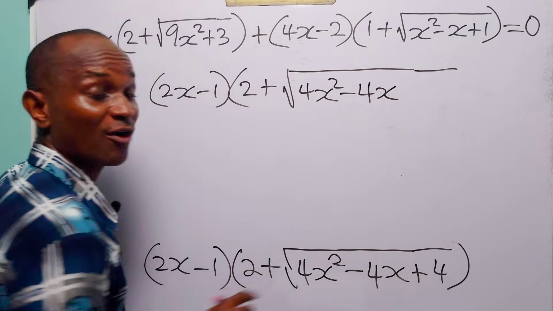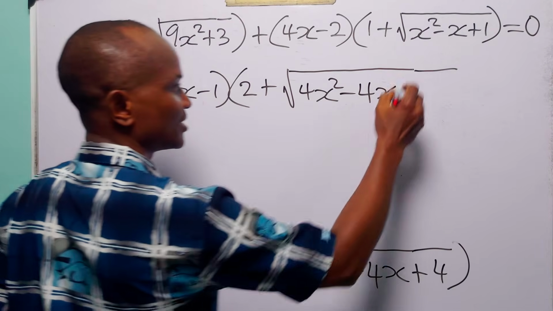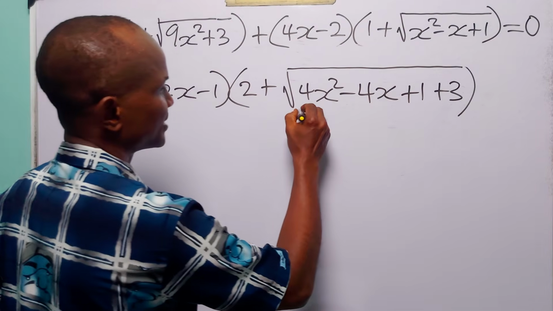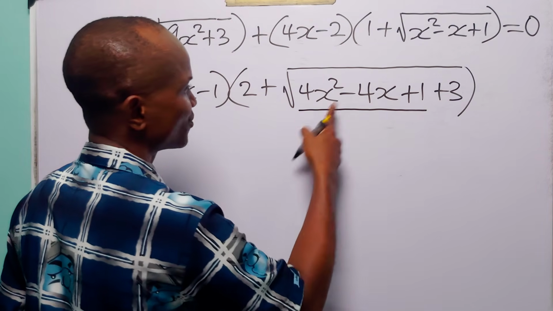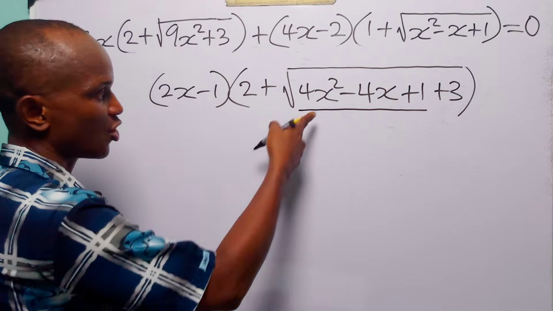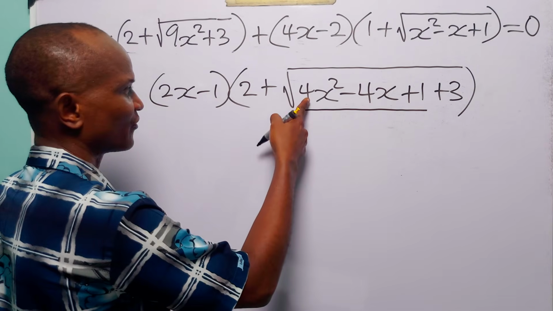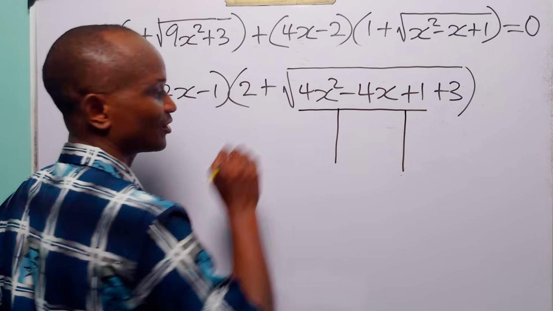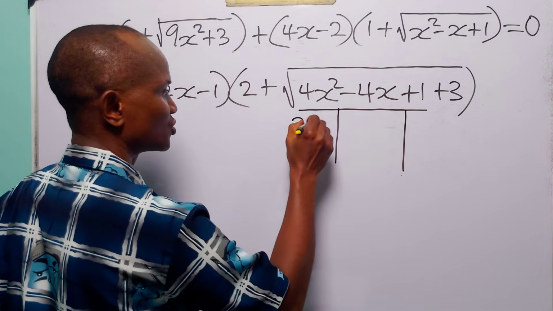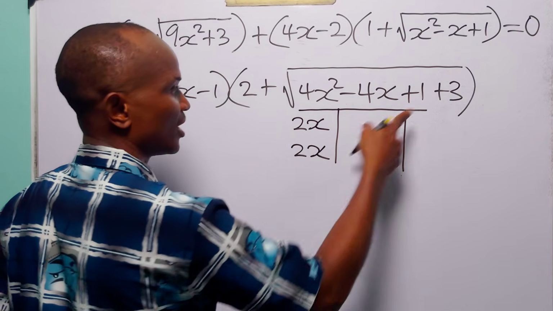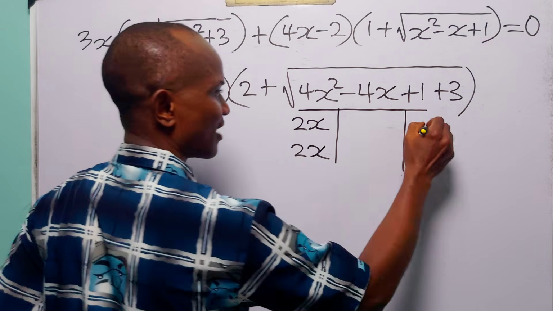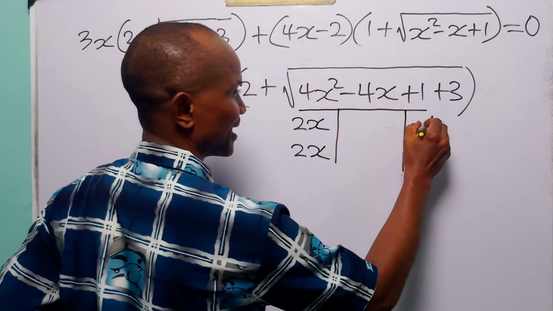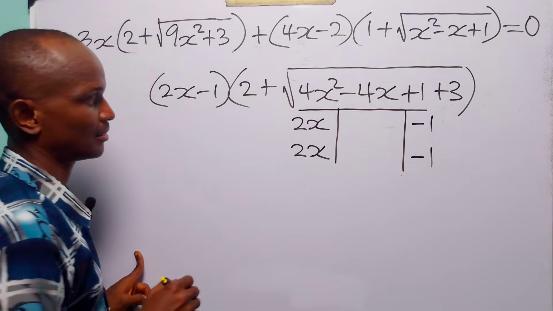Now let us break 4 down into 1 plus 3. So we have plus 1 plus 3. Now let us look at this quadratic expression, 4x squared minus 4x plus 1. We can factorize it. Since the coefficient of x squared is not 1, let us use the table method. What are the factors of 4x squared? We have 2x times 2x. What are the factors of 1? Of course, we have 1 times 1. But since the middle term is negative, let this be minus 1 and let this be minus 1.